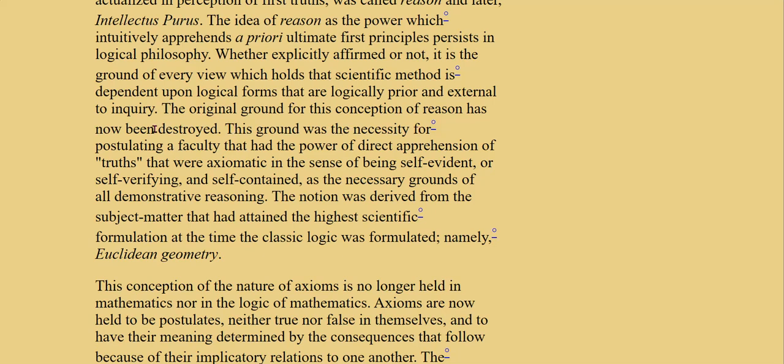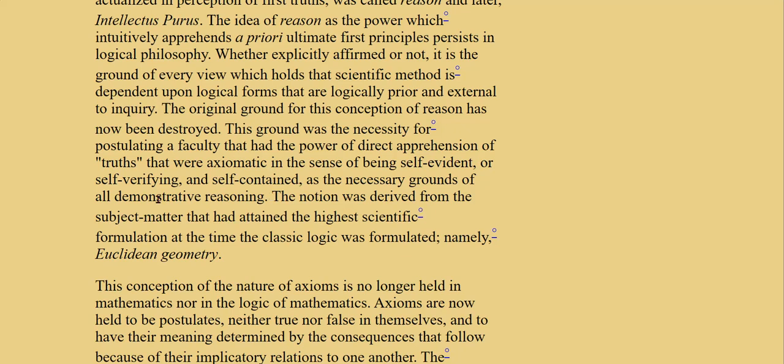This ground was the necessity for postulating a faculty that had the power of direct apprehension of truths that were axiomatic in the sense of being self-evident or self-verifying and self-contained as the necessary grounds of all demonstrative reasoning. So there was a ground for this earlier belief in a faculty of reason that could grasp these self-evident, self-verifying, self-contained truths. This ground no longer exists, according to Dewey. And this is his difference between kind of these non-modern philosophies and new, more modern philosophies.